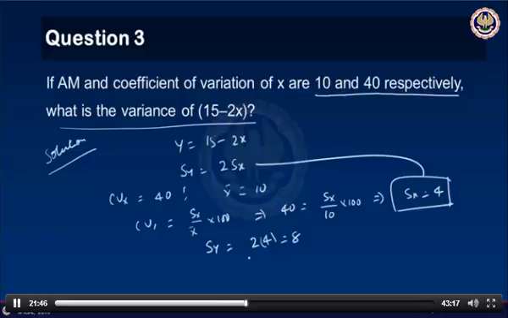You know, the standard deviation of 15 minus 2x is the standard deviation of y for this function. Now for that, variance is the square of this value, that is 8. The variance of y is the square of this value, so 8 square, ultimately 64, is the variance of 15 minus 2x.